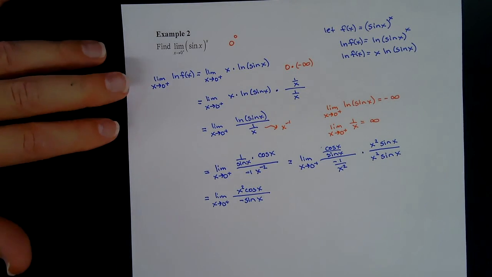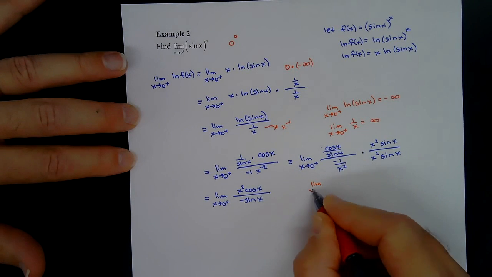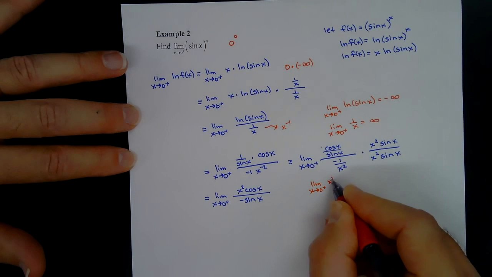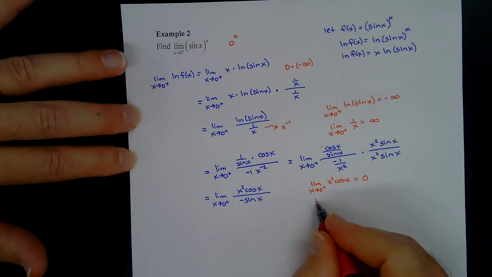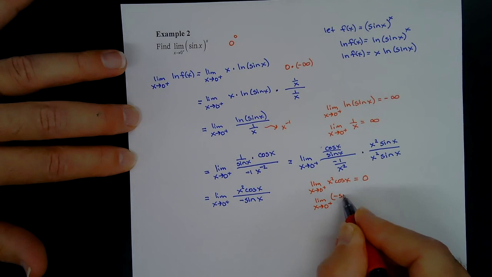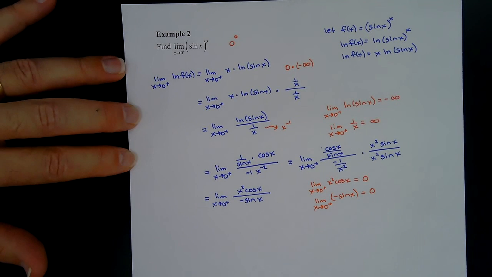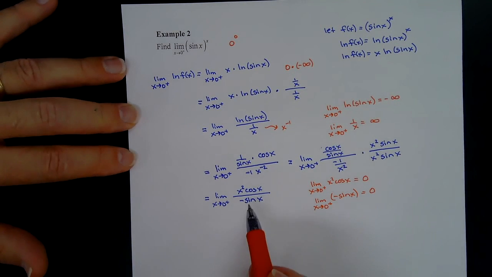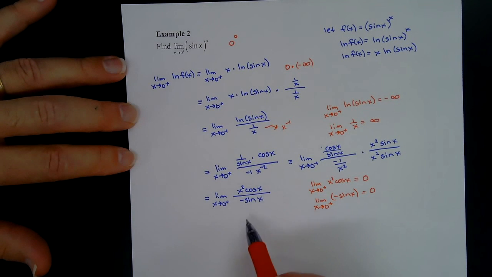So this is a case where we're going to have to apply L'Hopital's rule again. This becomes the limit as x approaches 0 from the right of x squared cosine of x, and that's equal to 0 because we have a 0 right here. And we also have the limit as x approaches 0 from the right of negative sine of x, which, since sine of 0 is 0, is also going to be 0. So we have 0 over 0, L'Hopital's. Now we're going to have to apply the product rule, and then the derivative of this, because L'Hopital's rule just says take the derivative of the top and the derivative of the bottom and plug your 0 in.